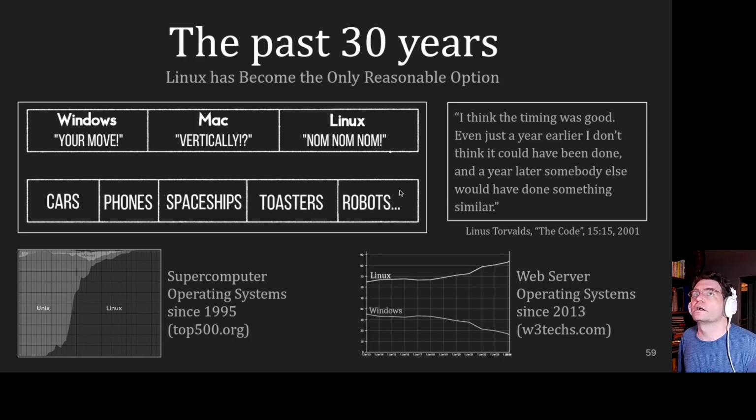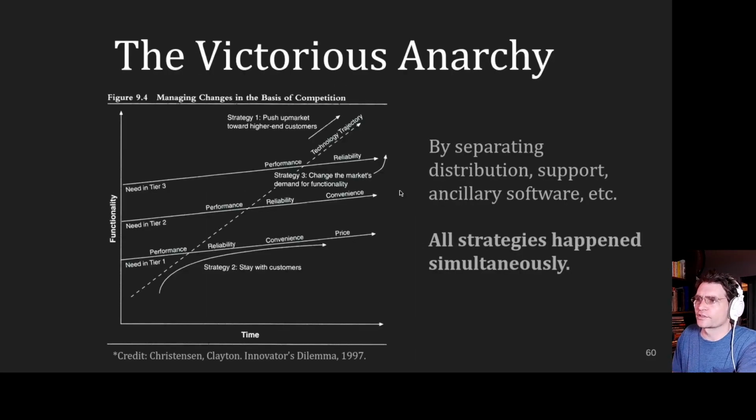So that means that we have this victorious anarchy, which I should put after distributions.